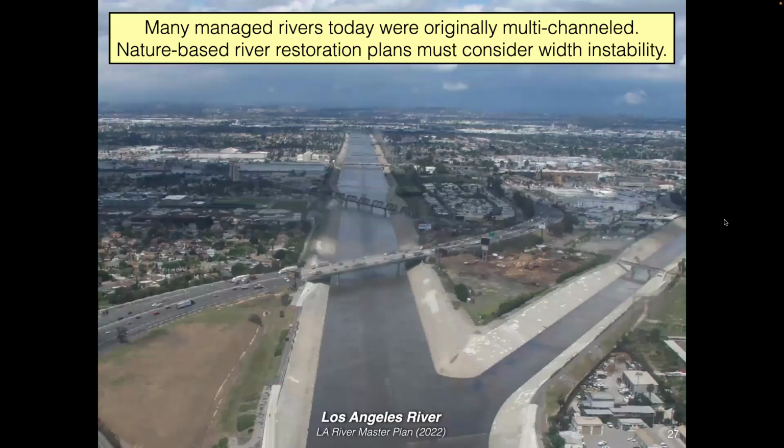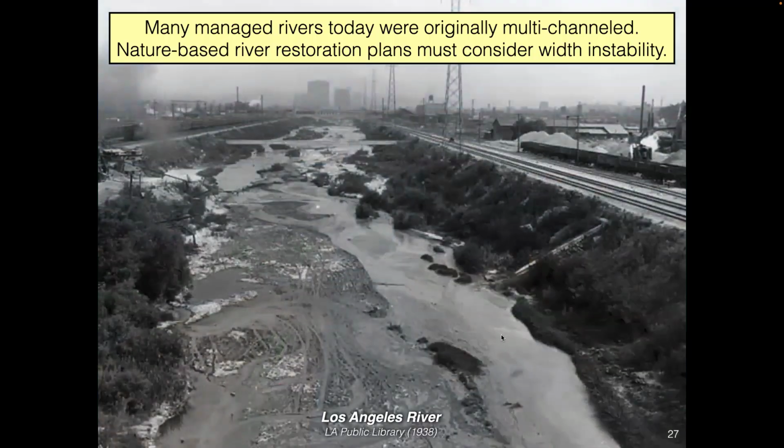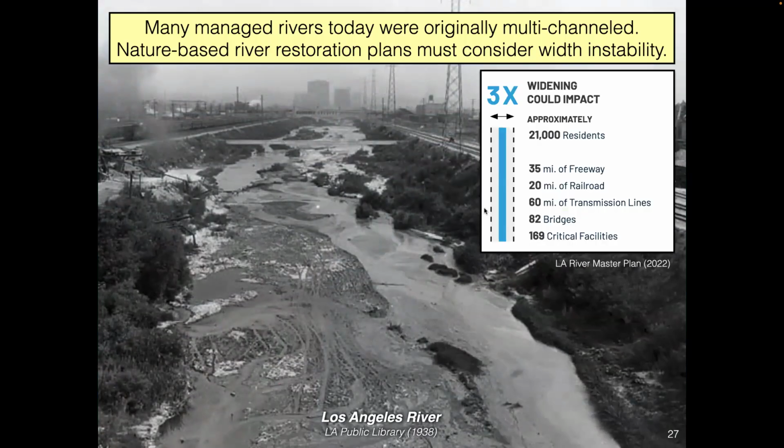And this is really important when we think about many managed rivers today, which we're increasingly recognizing many were originally multi-threaded. So you would not guess from the LA River's modern planform, but if we look at it in the past, back in the 30s, it was a multi-channel river. And as we look to the future and think about restoring these rivers and freeing them from these cement banks, it's important to think about what is the natural state of the river and how much is it going to naturally widen over time, what that means for the people and infrastructure along them.